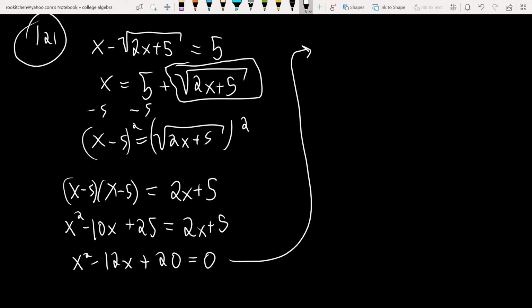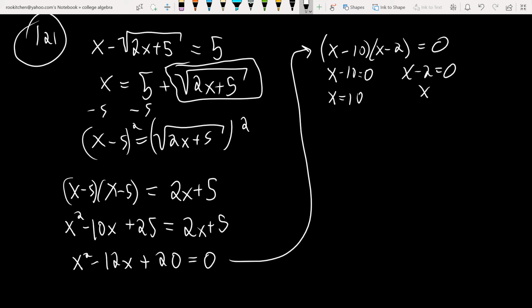Okay. Try to factor that, so you get x, hopefully 10 and 2, right? So (x minus 10)(x minus 2) is 0. And then we can set each equal to 0 and solve. So one potential solution is 10, one potential solution is 2. Okay, and then we need to check. So you have to check these.